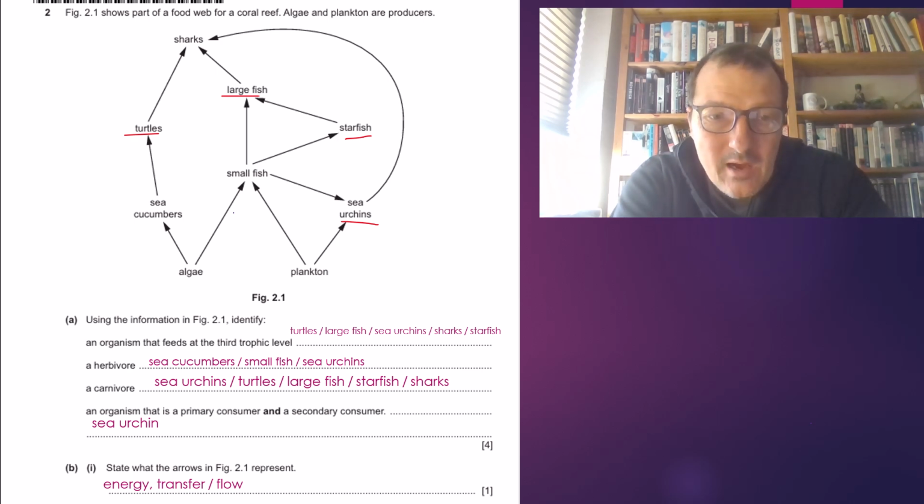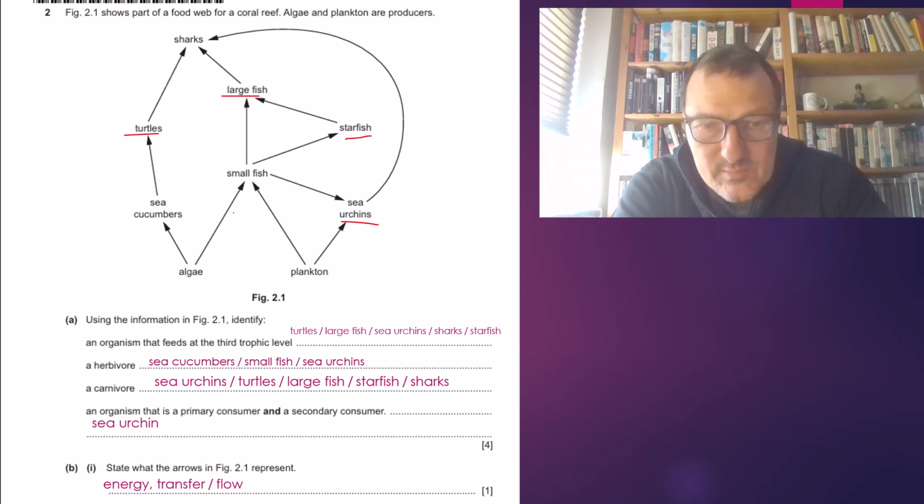Herbivores, they are the organisms who eat our algae and plankton. So that could be our sea cucumbers, that could be our small fish, and that could be our sea urchins. And carnivores, well, sea urchins eat small fish, that makes them a carnivore. Turtles, they eat sea cucumbers, so that makes them a carnivore.